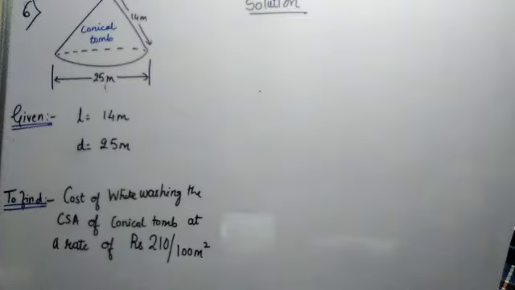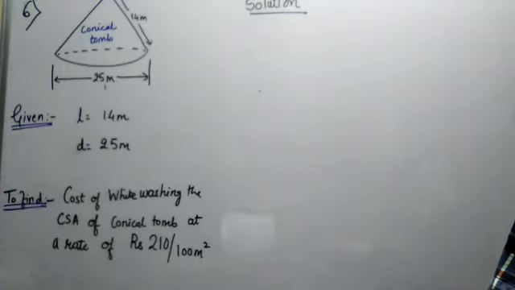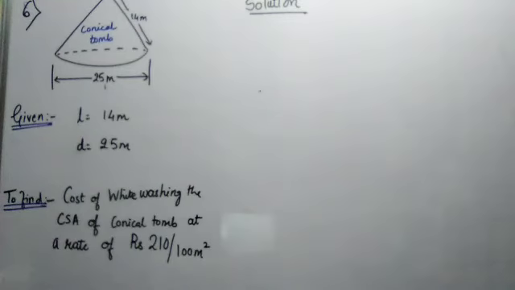Let's see the next one. The slant height and base diameter of a conical tomb are 25 meters and 14 meters respectively, which is shown in the figure. Find the cost of whitewashing its curved surface area at a rate of rupees 210 per 100 meters square. So it's very clear, you have to whitewash the curved surface area.